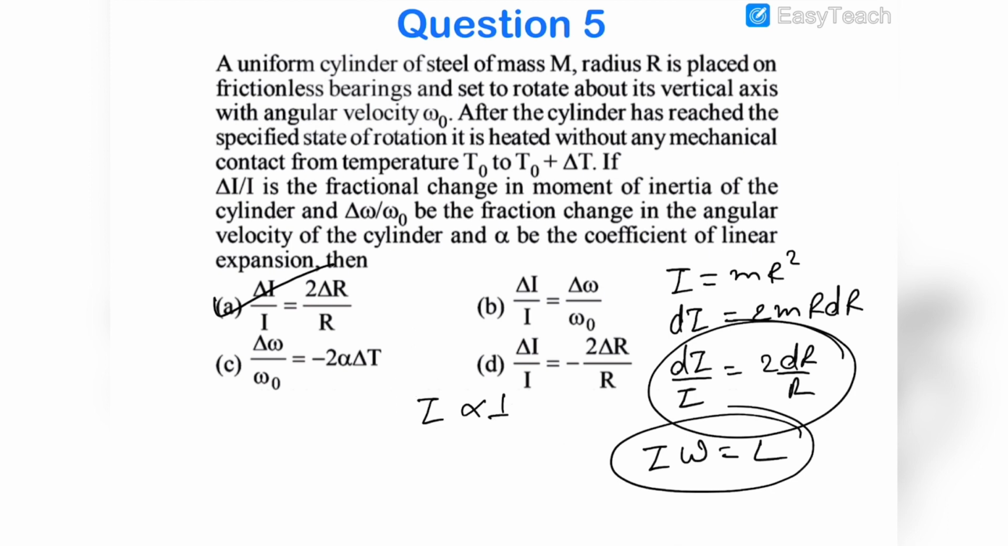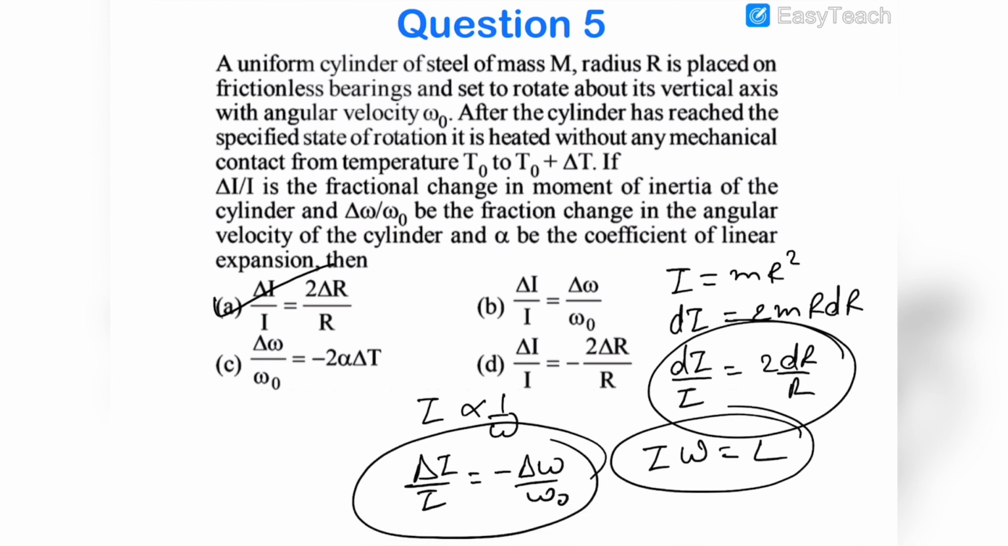So we can say that delta I by I will be equal to minus delta omega by omega naught. And obviously delta omega naught by omega naught will be equal to minus 2 delta I by I, and delta I by I is dr by r. This 2 is from here only, so it would be minus 2 dr by r, and dr by r will be alpha delta t. So C is also correct. So the correct options are A and C. Now we move on to the next question.